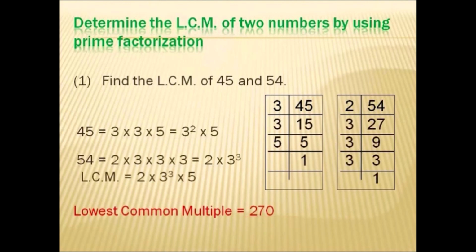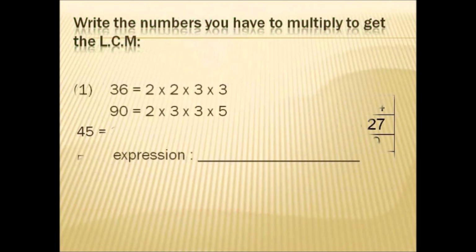And here we go. 45 is 3 times 3 times 5, 3 squared times 5, and 54 is 2 times 3 times 3 times 3, which is equal to 2 times 3 to the power 3. LCM, since the prime factors are 2, 3, and 5, we have to use each of them. So let's look at the 2. For the 2, we need 2. For the 3, we need 3 times 3 times 3. And then for the 5, we just need the 5. So it's 2 times 3 to the power 3 times 5. The answer is 270 when you work it out.